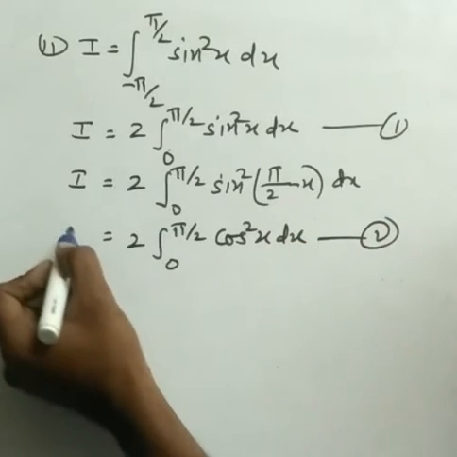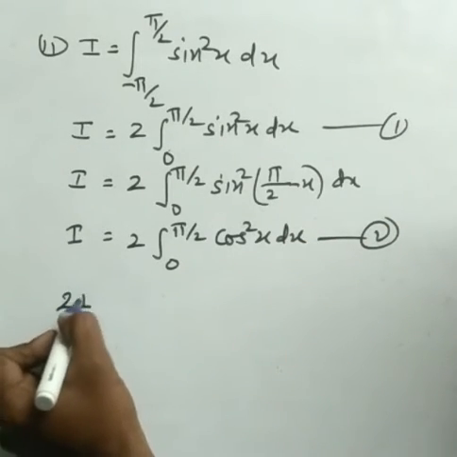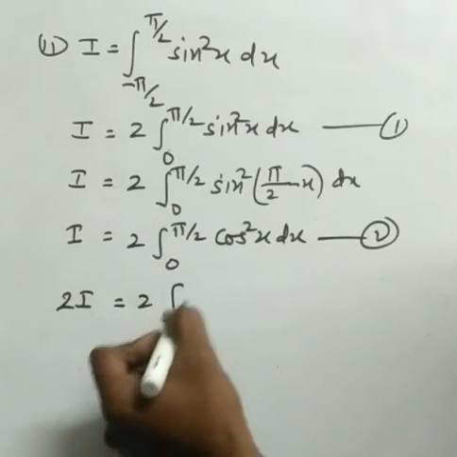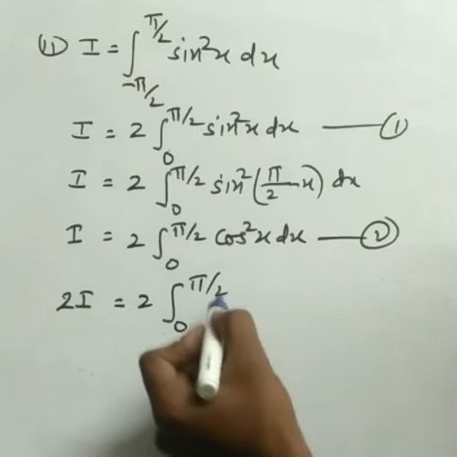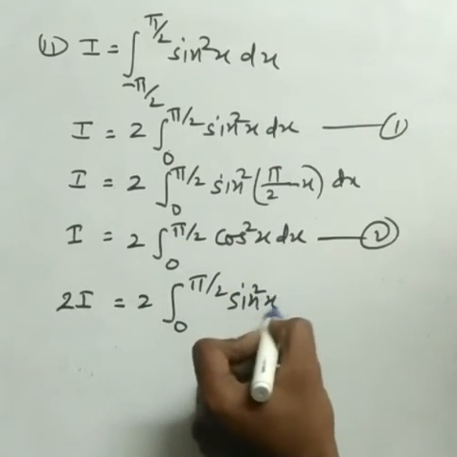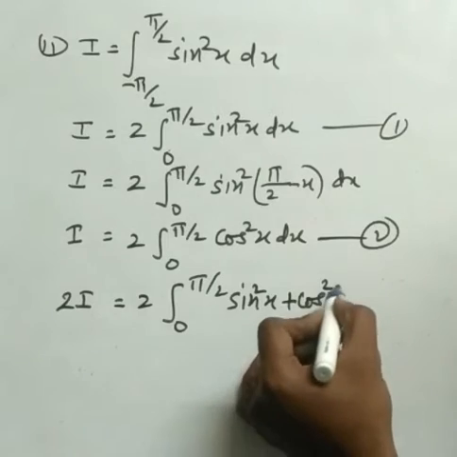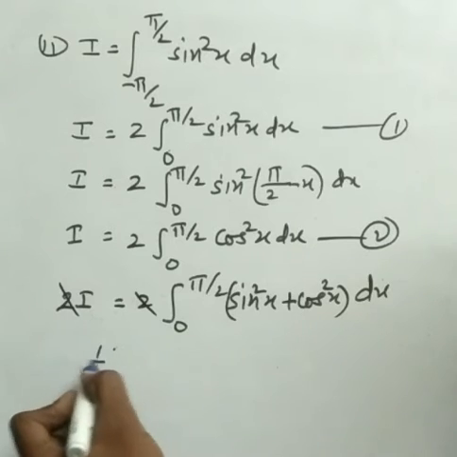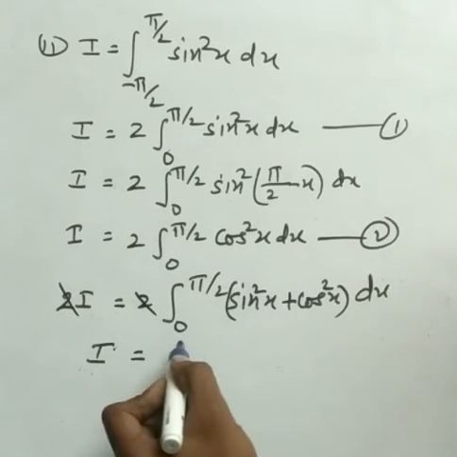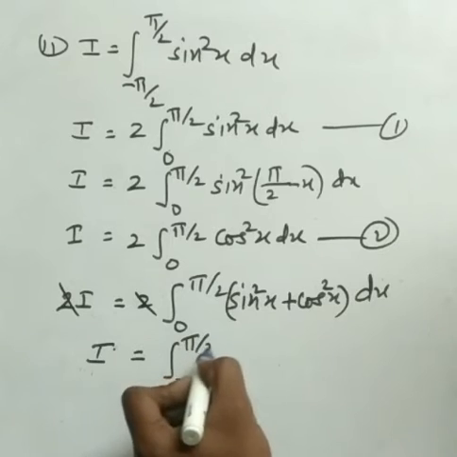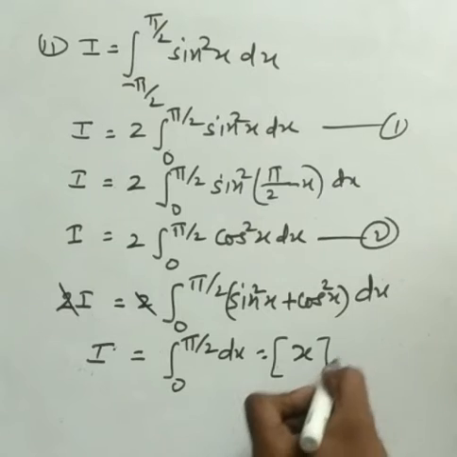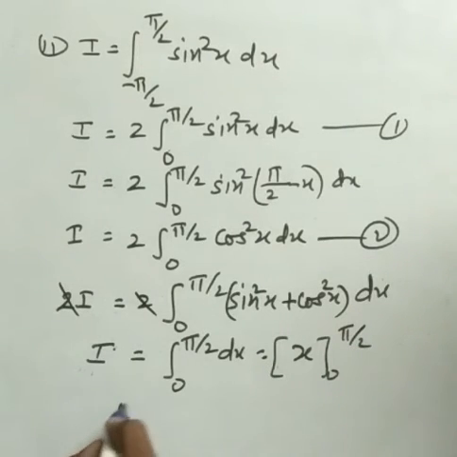This is number 2. Add first and second: 2I. 2 common, limit 0 to pi by 2, sine square of x plus cos square of x dx. This 2 and 2 cancel, I equals, this becomes 1, integral 0 to pi by 2 of dx. Integration of this is x, limit is from 0 to pi by 2. So this I becomes pi by 2. Answer.